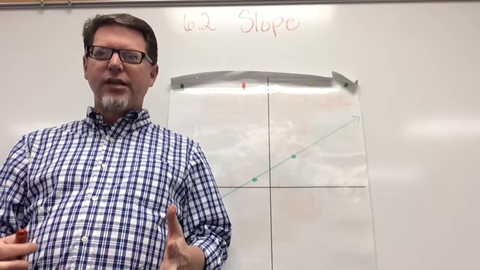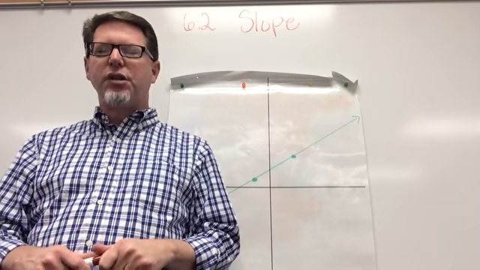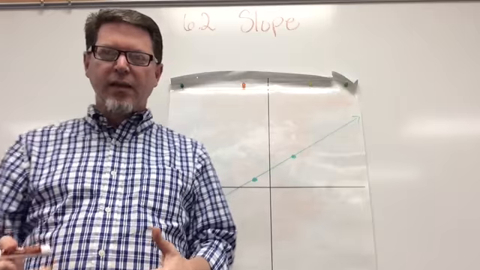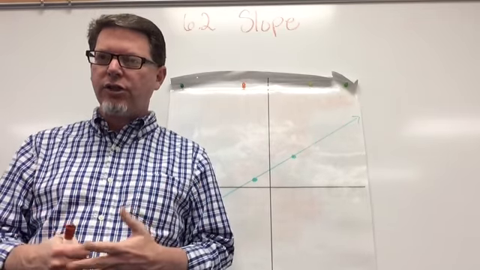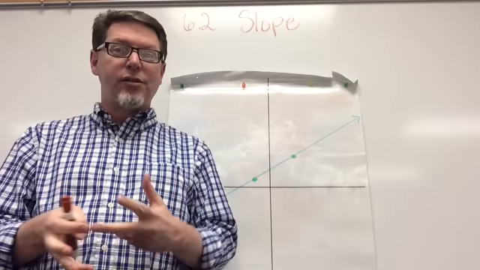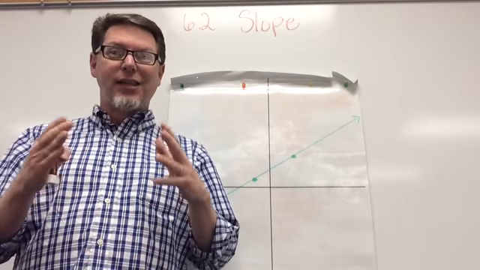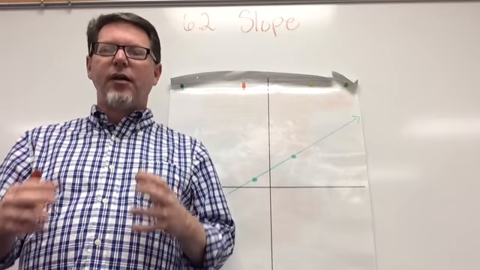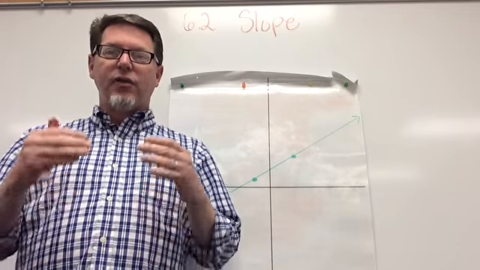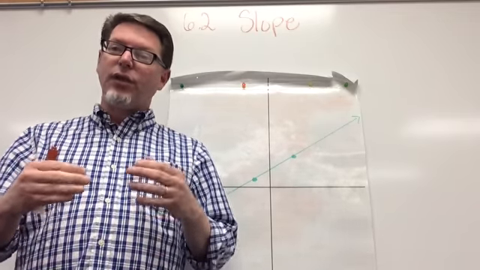Hello students, today we're going to look at 6.2, which is all about slope. Now in the last video you looked at constant rate of change, and I'm going to tell you that constant rate of change and slope are exactly the same. They call them different things because they're used for different purposes. But when we talk about lines and graphing lines and tables and stuff, we call it slope.